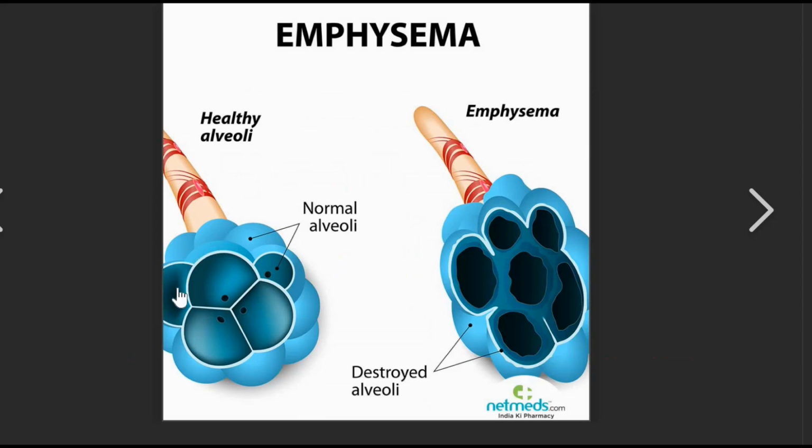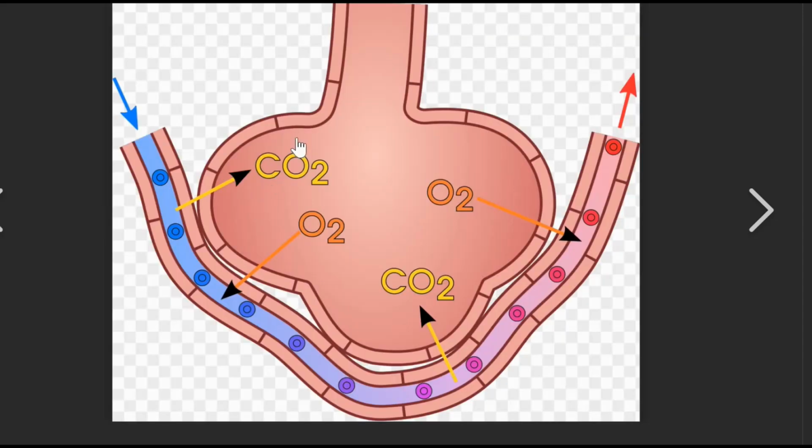What happens in emphysema? In emphysema, look at the healthy alveoli, it's nice and round. But in emphysema, the alveoli are damaged. They cannot inflate and deflate with respiration. Remember, alveoli inflate when we breathe in. So when we breathe in, they inflate and air moves into the alveoli. It helps in gas exchange. That means the carbon dioxide moves out from the blood vessels to the alveoli and oxygen moves into the blood, oxygenating the blood. And when we breathe out, the alveoli deflate and help in the exhalation of the carbon dioxide.